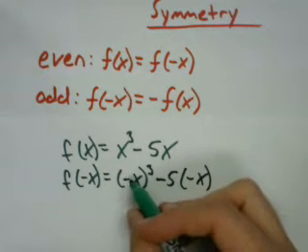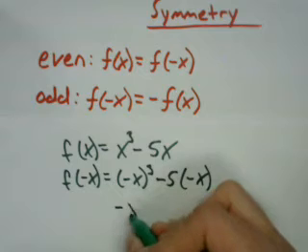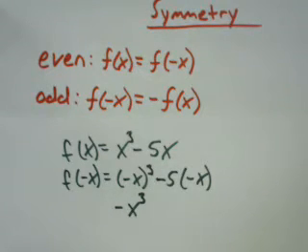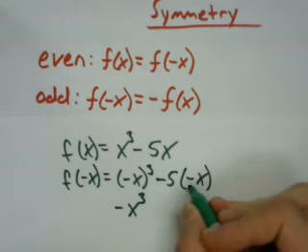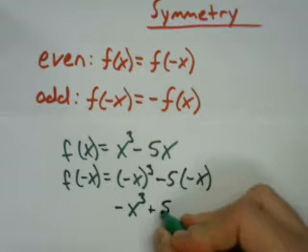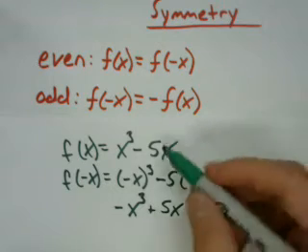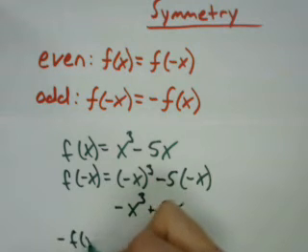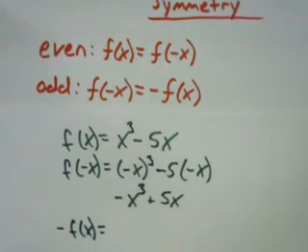Well, negative x cubed, that's negative x cubed. That's because we have 3 negatives now, not just 2. They don't cancel out. 1 remains. So negative 5 and negative x, we have plus 5x. Okay, so this is not the original.